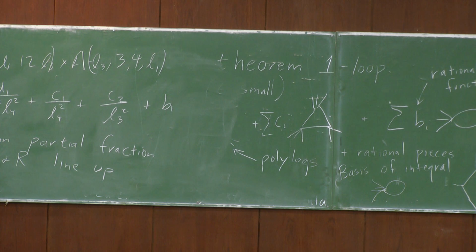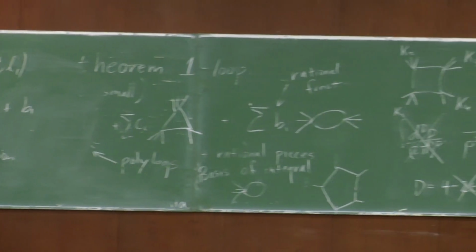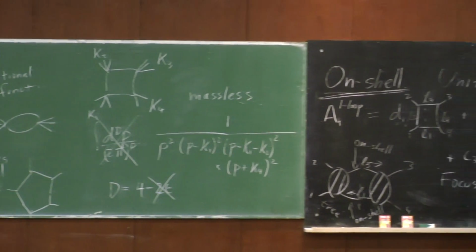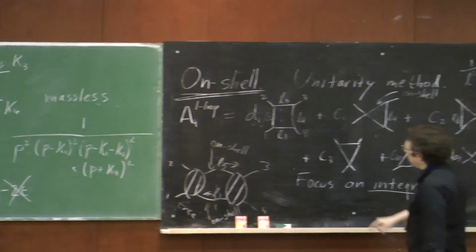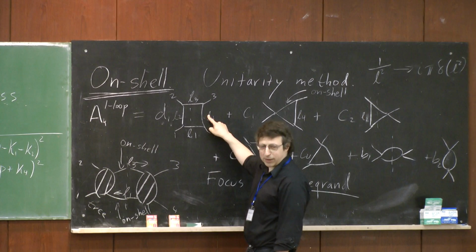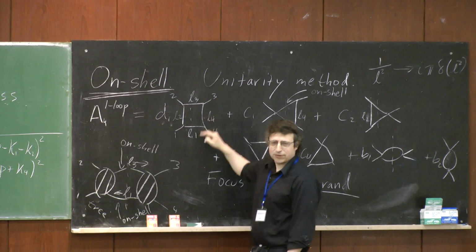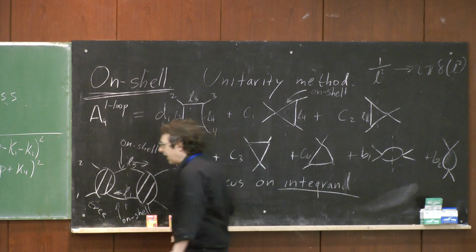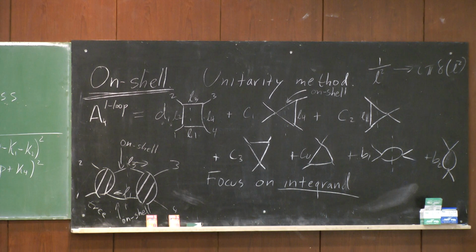Because you keep on staring at this word, on shell, right? Then you look at this and you say, hey, how come you left these guys off shell? Put them on shell. That's what you should do. So that's what we're going to do, and that's called the quadruple cut. And this is extremely neat.